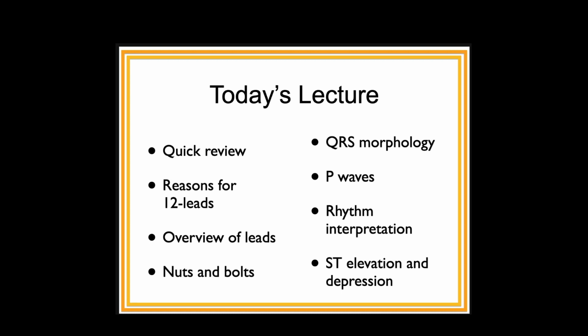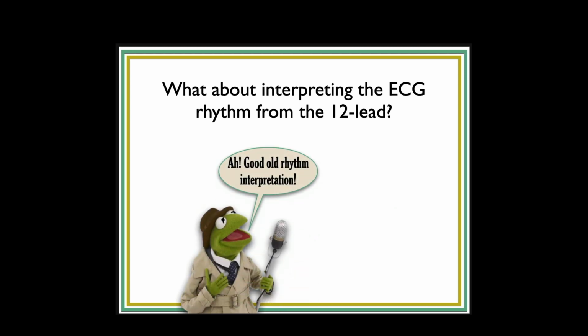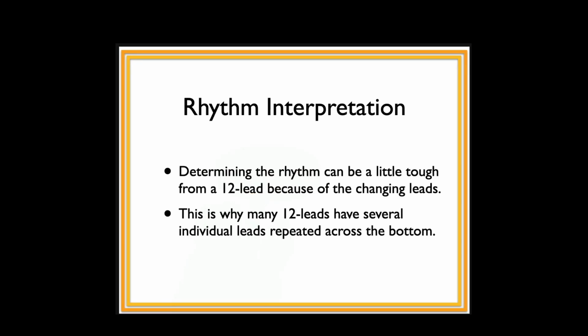Okay, let's finish up here. So our last two topics, which are both pretty short, are rhythm interpretation and ST elevation and depression. So this is a slightly complicated process. So what about interpreting the ECG rhythm from the 12 lead? And of course what I mean is, is it a sinus, is it a junctional, an AFib, whatever.